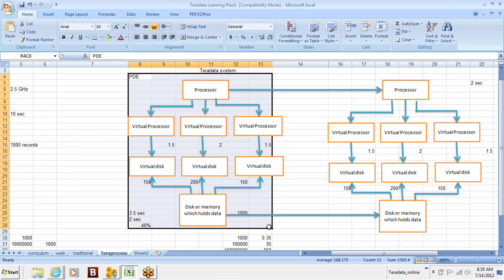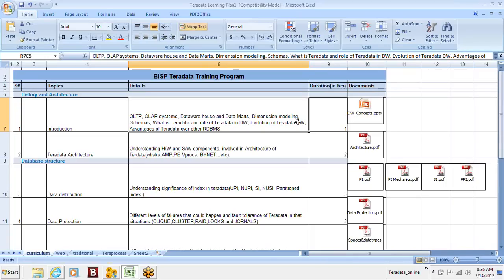Okay, so these three are the major characteristics of Teradata, which made all organizations think about migrating their data warehouse from the existing RDBMSs to the Teradata RDBMS. Okay, so we'll be going through this course curriculum for the next 30 days probably.